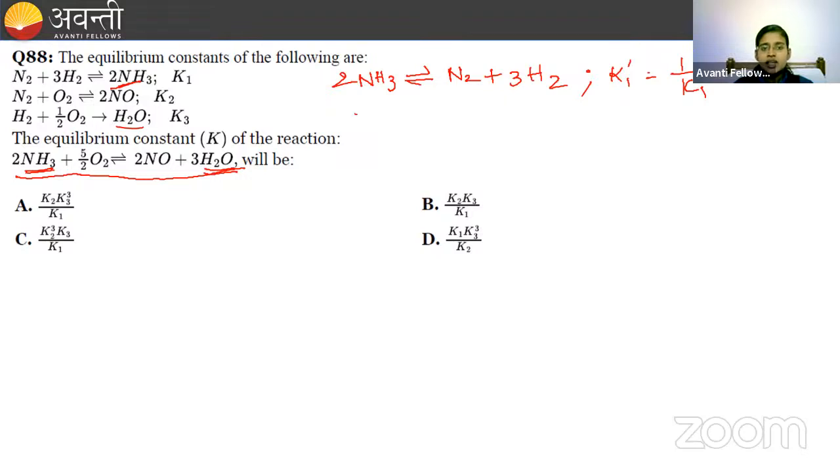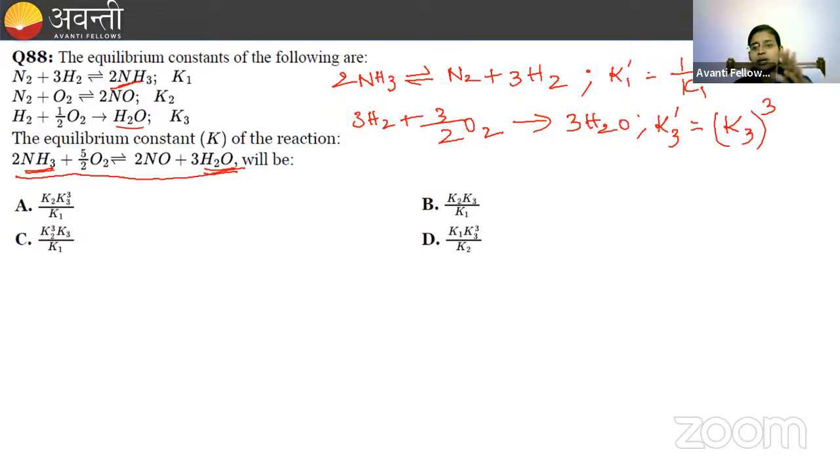So I will get 3H2 plus 3 by 2 O2 giving 3H2O. Since I am multiplying the equation by 3, the equilibrium constant will be K3 to the power 3. The number which we are multiplying has to go to the power. So this is the third equation, and I did not change the second equation. So let me write N2 plus O2 giving 2NO. This is K2.